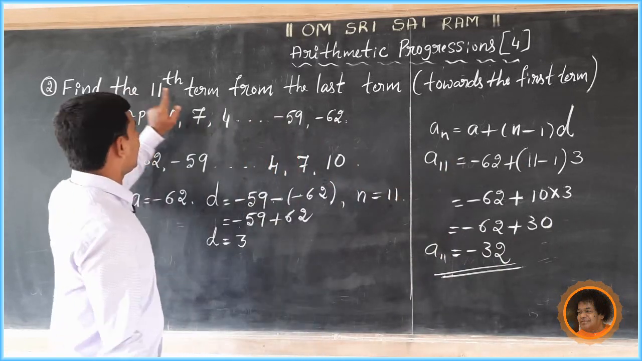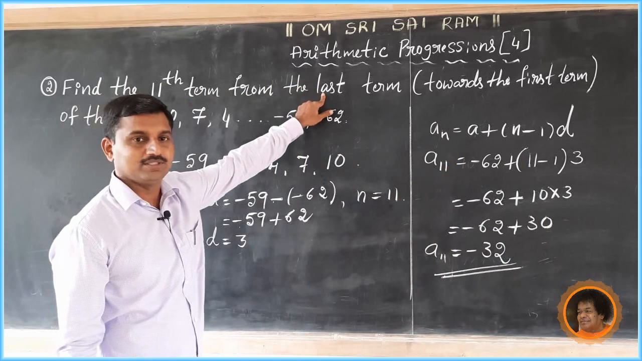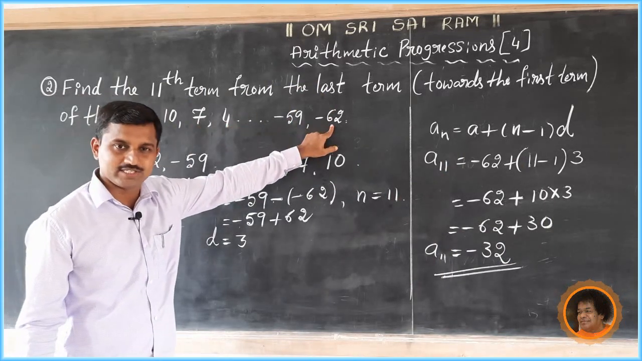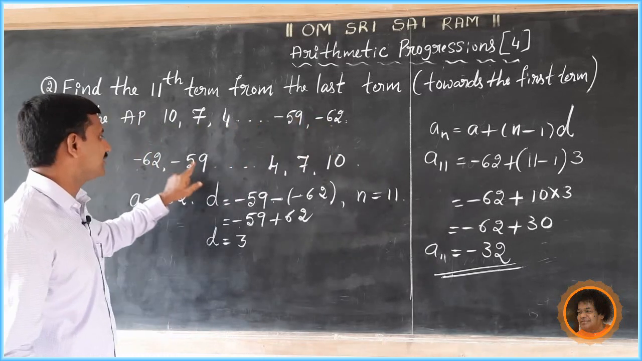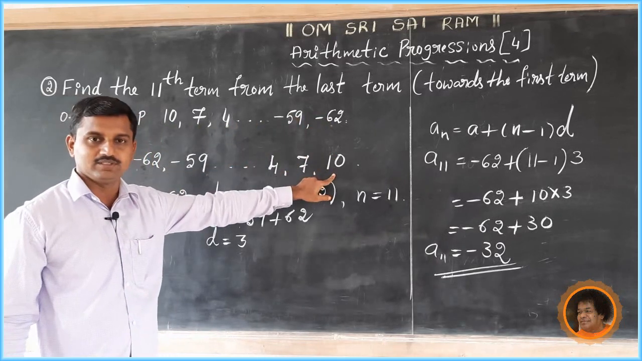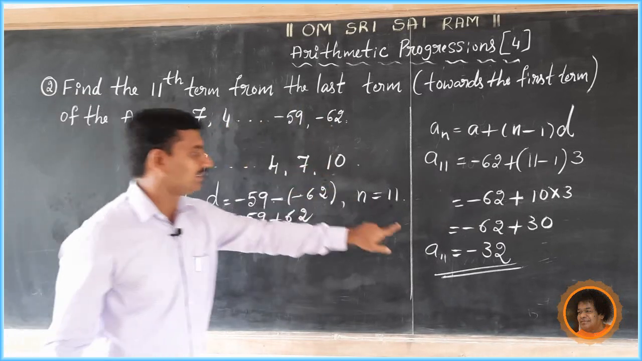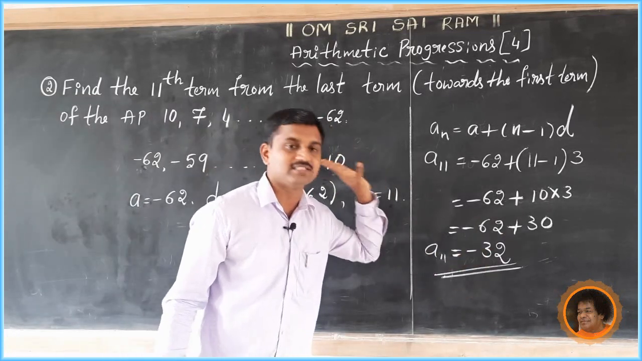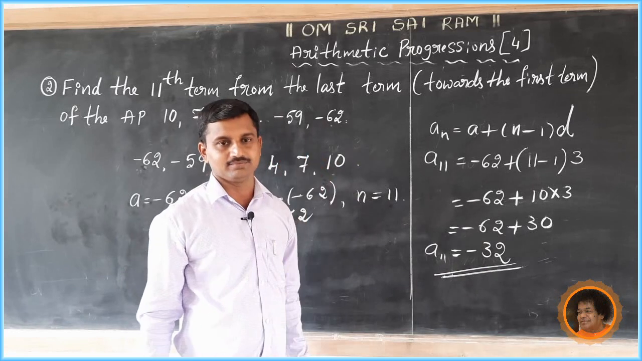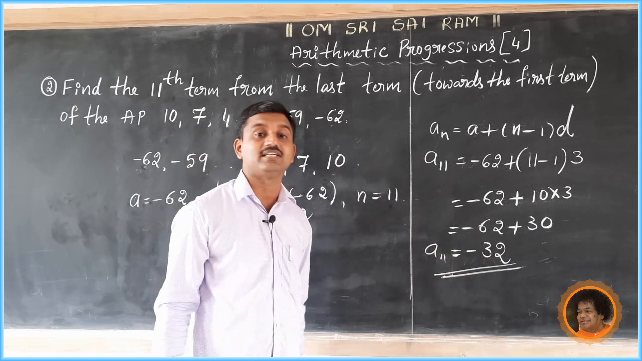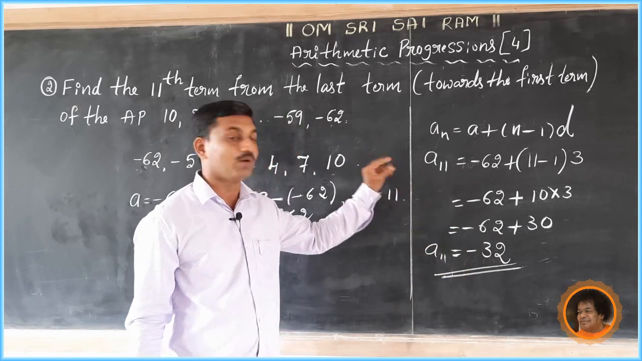So find the 11th term from the last term. But 10, 7, 4, up to minus 62, in the reverse order is minus 62, minus 59, so on, 10. So from the first term, here minus 62 is the first term. So the 11th term is minus 32. I think it is clear. So the 11th term from the last term is minus 32.